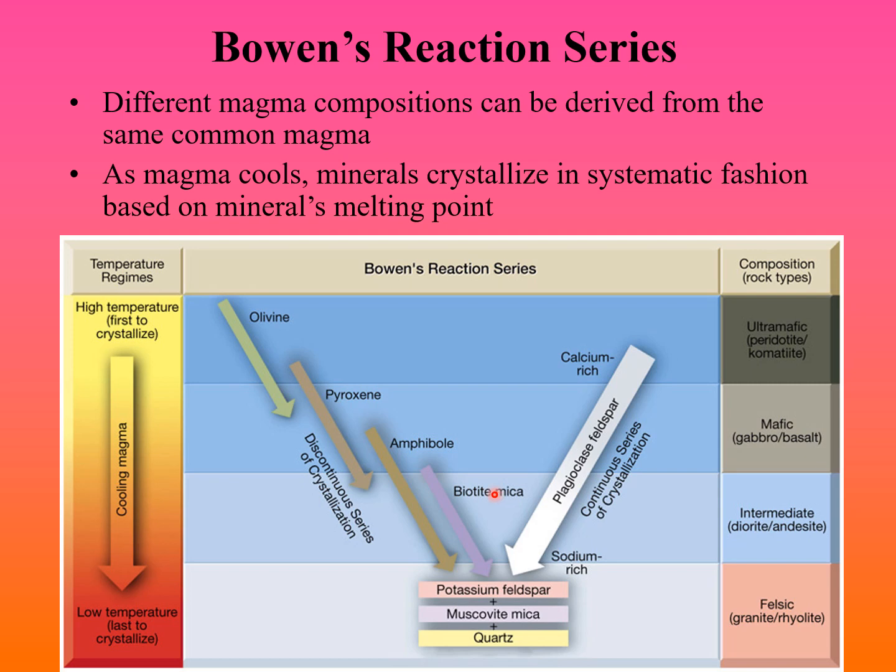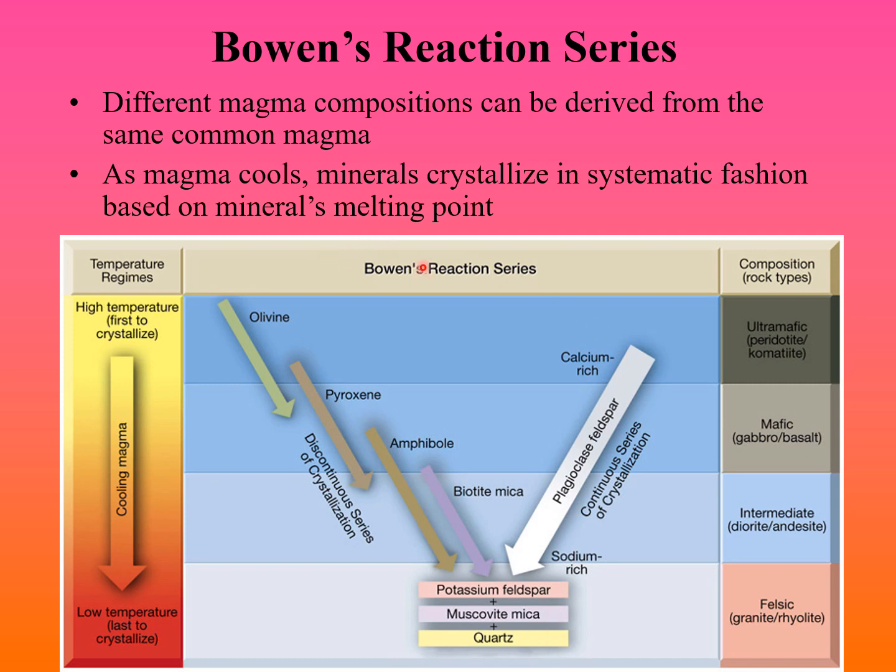And then as that magma continues to cool and rise up through the crust, then we start to get more amphiboles, biotites, and more sodium-rich plagioclase feldspar. And then finally, at the lowest temperatures, that's when we get the potassium feldspar, the muscovite, and the quartz.